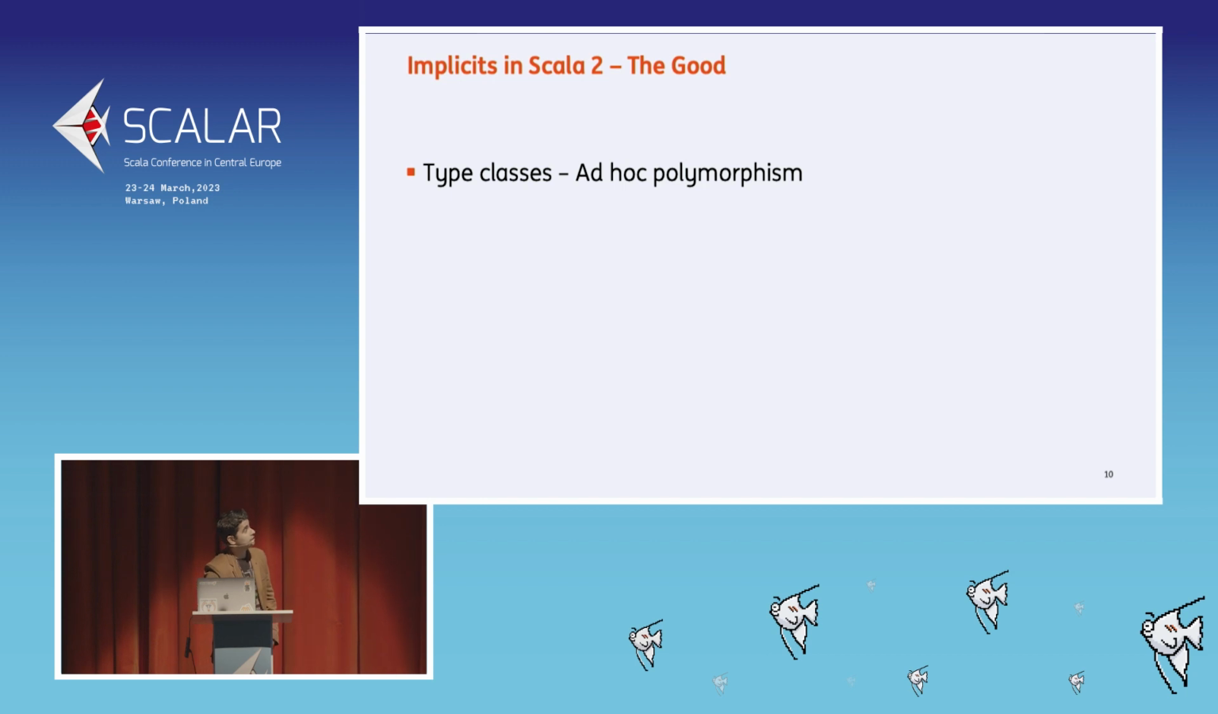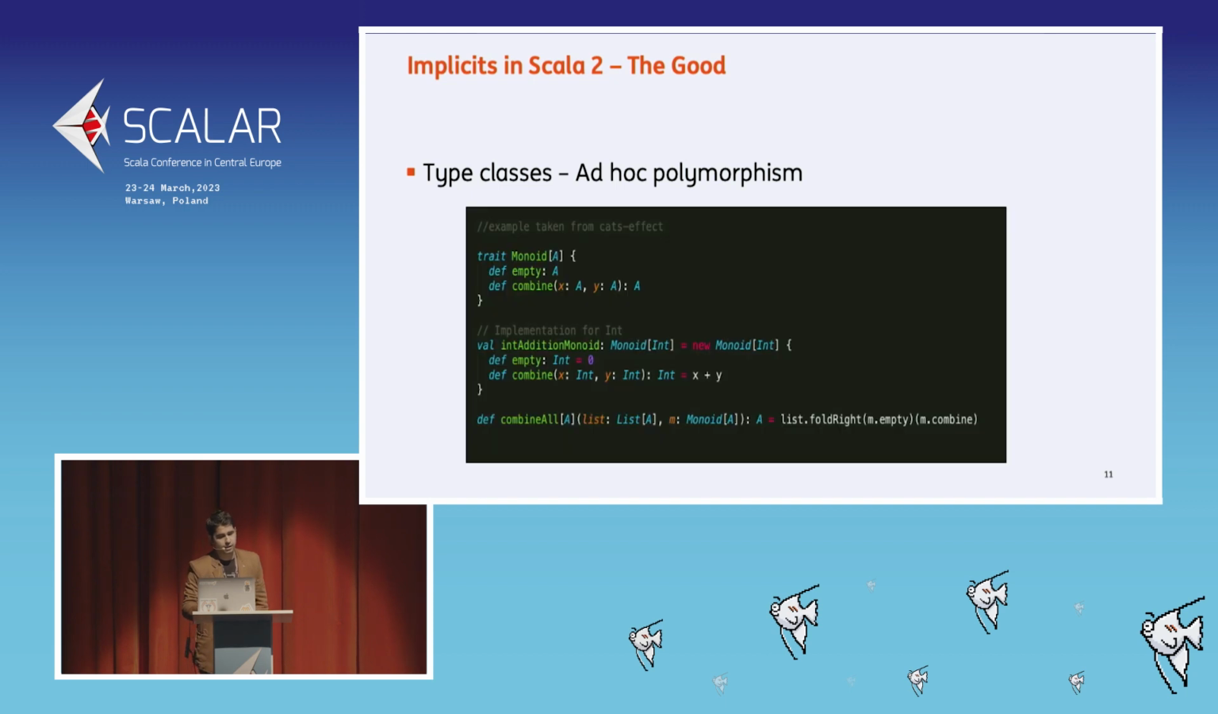Last but not the least, type classes, very powerful, very well known. Again, this entire feature of type classes in Scala is powered by implicits. Here I have a snippet from Cats, where you see the type class Monoid, and you see the implementations there, and it's all powered by implicits again.